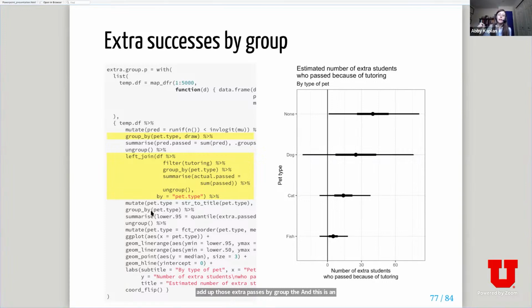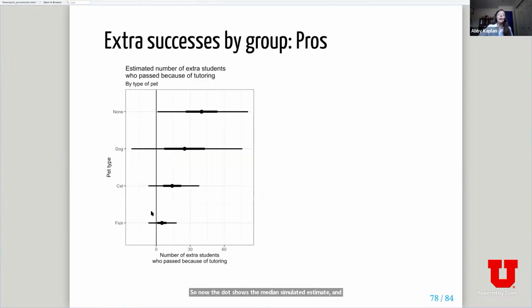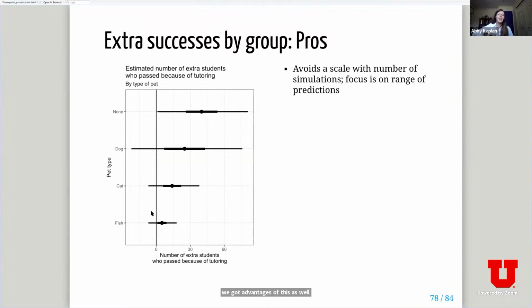In this graph, instead of showing histograms, we have flattened those histograms down into caterpillar plots. So now the dot shows the median simulated estimate, and then the lines show the range of simulations that we got. Advantages of this as well. First of all, I do like flattening the histograms because now we don't have a scale that says number of simulations and you don't have to explain what that means.